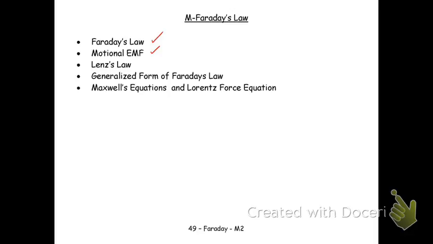And then we're going to talk about Lenz's law. And Lenz's law basically says that the system tries to stop me from changing it. If I try to create a current, it tries to stop me from creating a current. If I try and stop a current, it tries to stop me from stopping a current. It's a very conservative thing. And so those are the three main things.